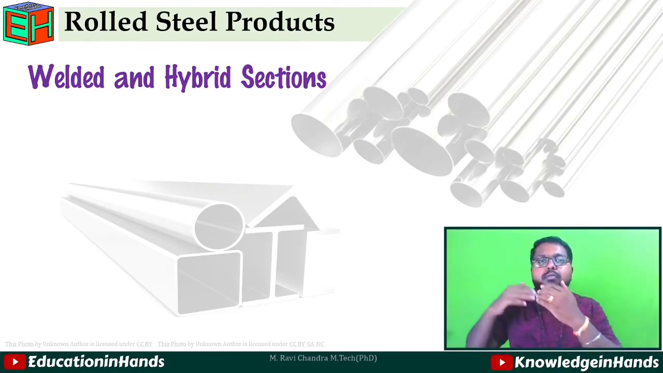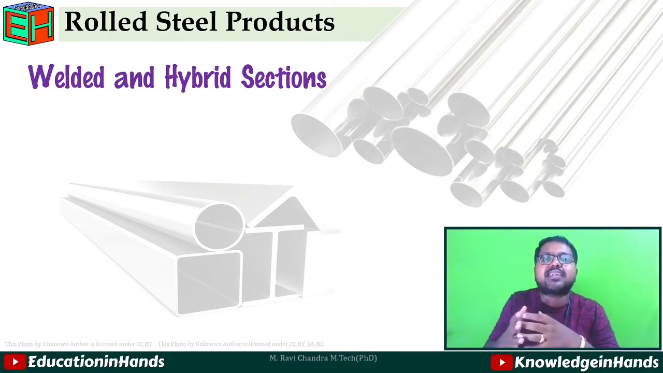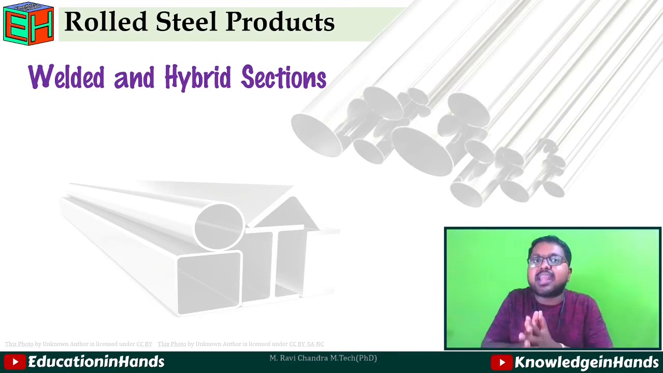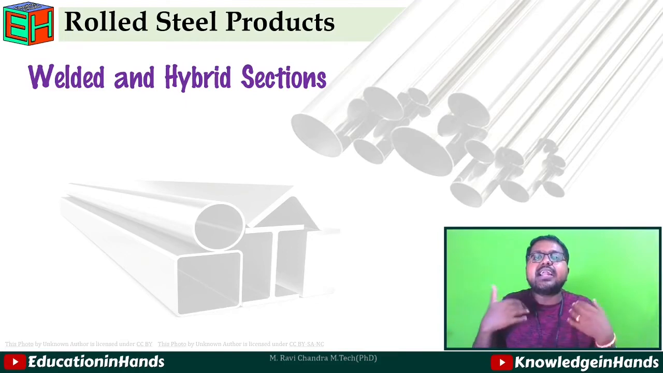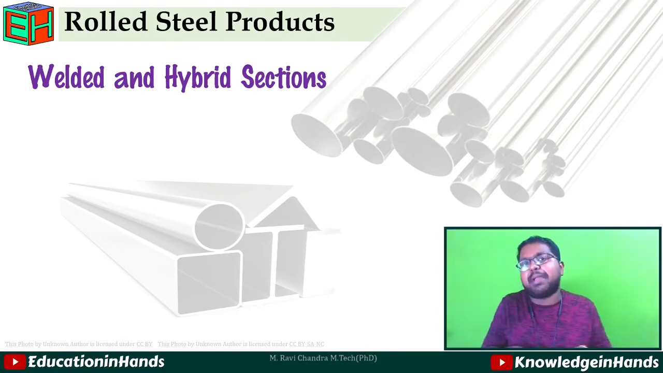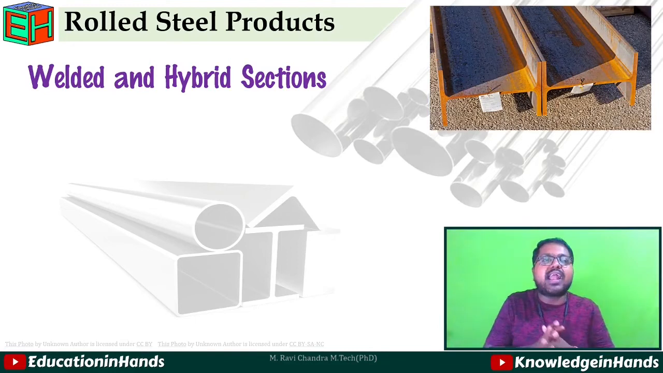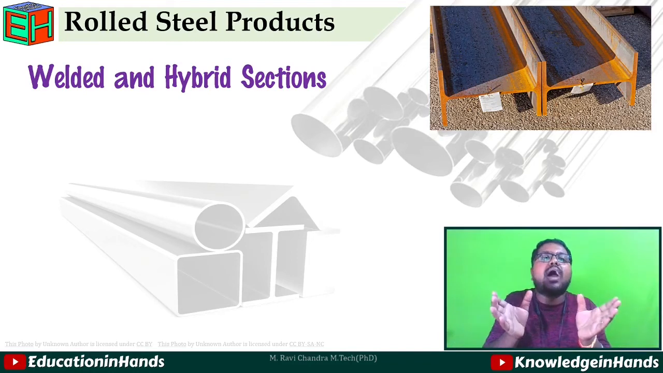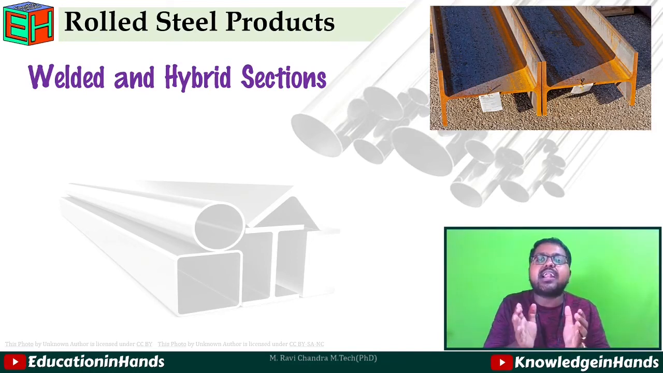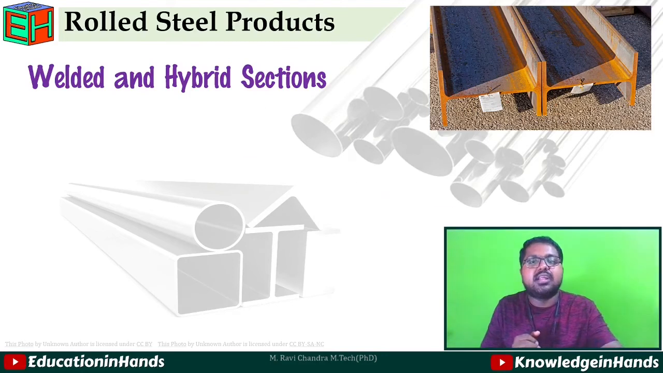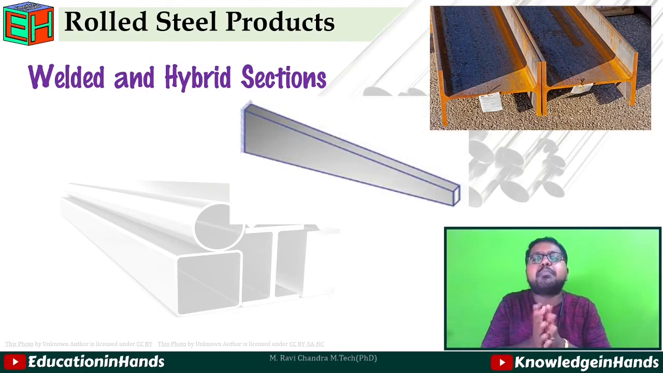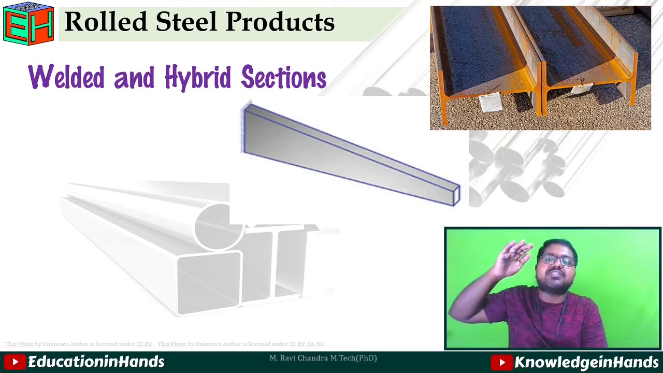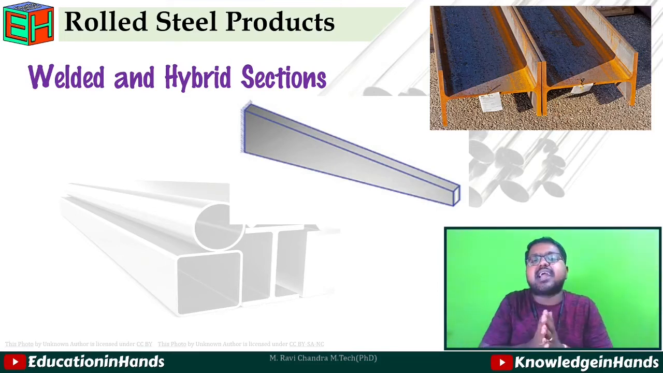So before, whatever we discussed are hot rolled products which are commercially available in our Indian market. But welded and hybrid sections are like we are creating a new product based on our requirement. So first, if we see here, we are having joint sections or hybrid sections, like two I sections are joined here. This is one kind of welded and hybrid section. Next, tapered sections are like here one side width is more and another side width is less. This kind of tapered section also belongs to hybrid sections.